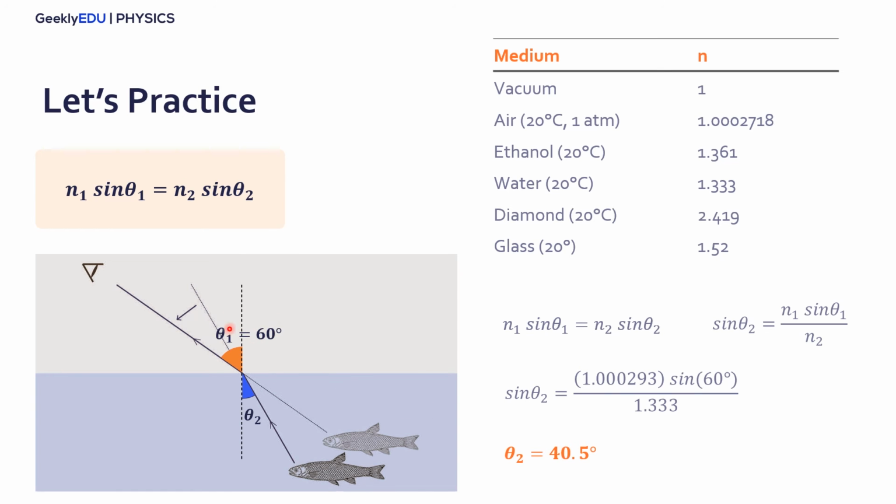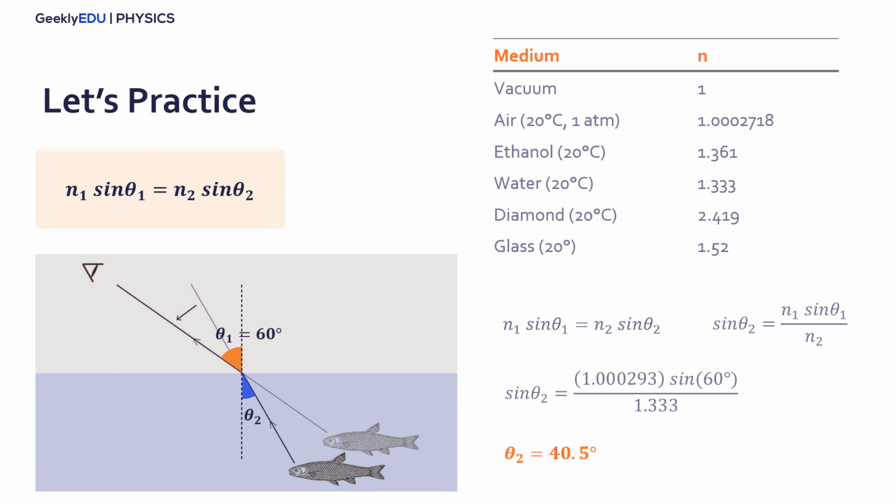See that this angle is smaller than the first one because the light is traveling from a medium that has a higher index of refraction into a medium that has a lower index of refraction. Every time this happens, the angle increases. For the opposite situation, the angle would decrease.